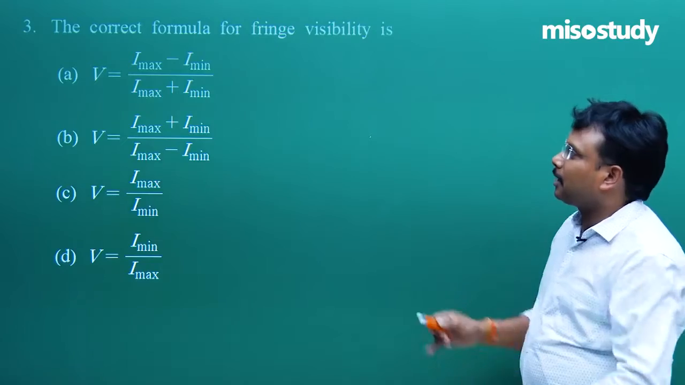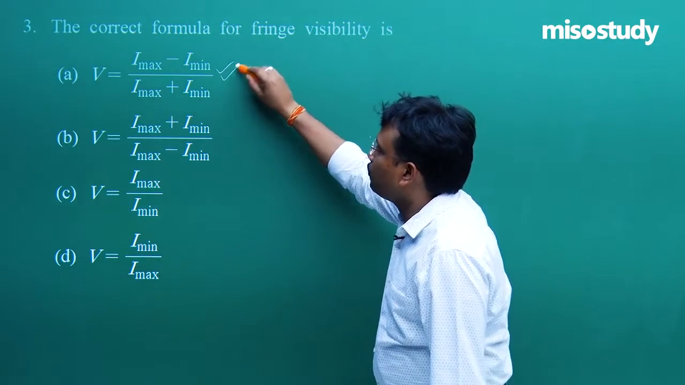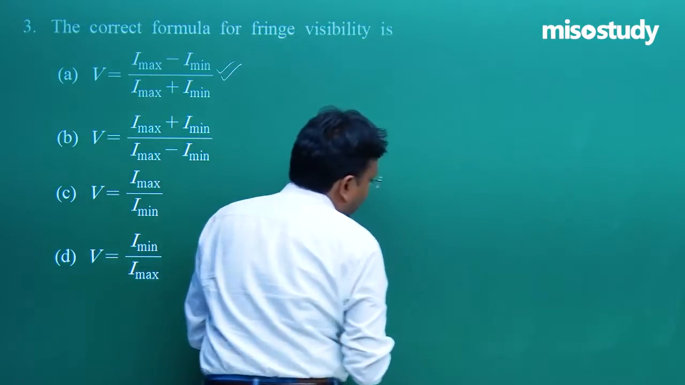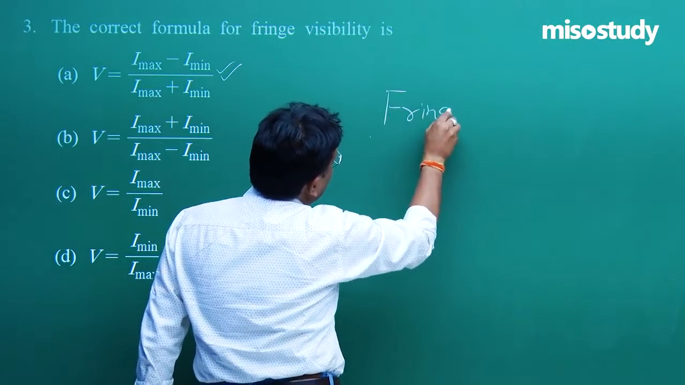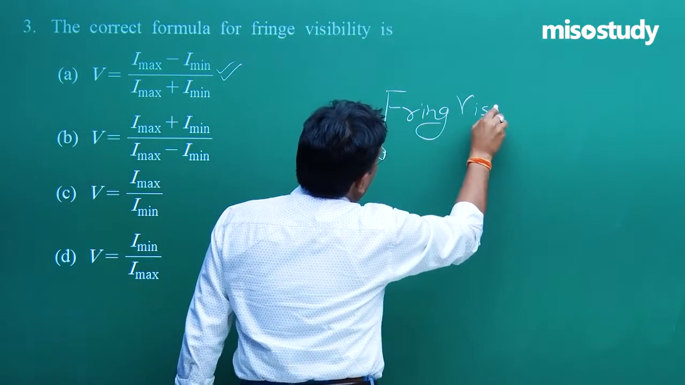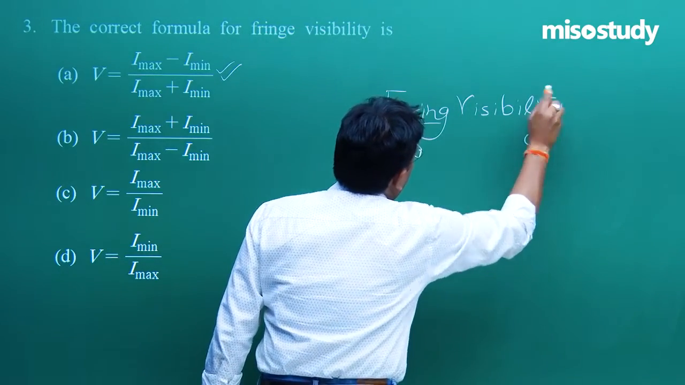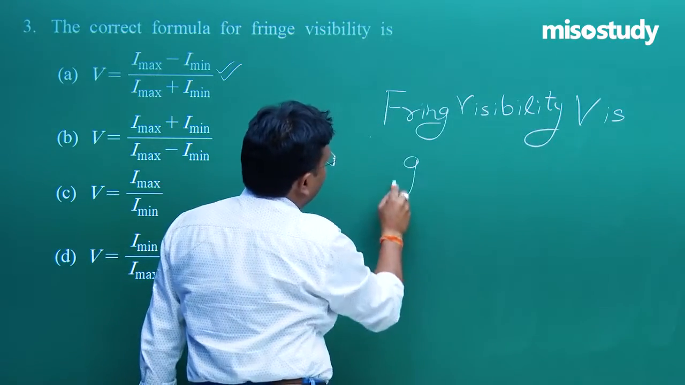So here the correct result is A because it is a formula, but I would like to mention one simple line over here. And what is that line? That is fringe visibility, V is given by this formula.